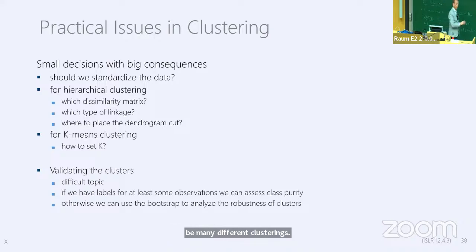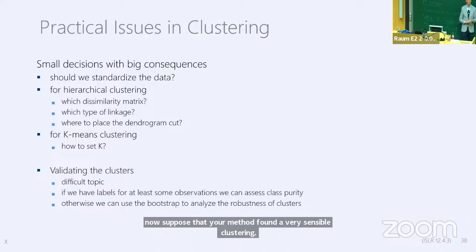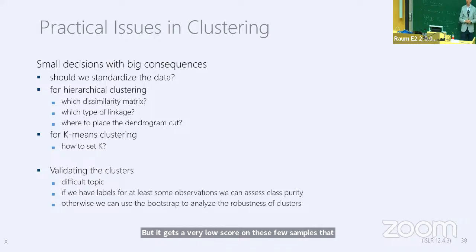So now suppose that your method found a very sensible clustering, but it gets a very low score on these few samples that are labeled. Oh my God, you have such a bad clustering. No, absolutely not. Clustering is inherently exploratory. It is not supervised. It's not trying to predict as well as possible. So this evaluation only makes sense if there's one type of structure in your data, and that is the one correlated with the labels. This never happens in practice. I've never seen it before.